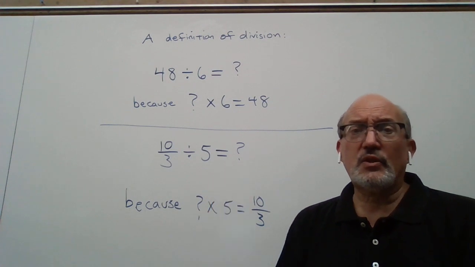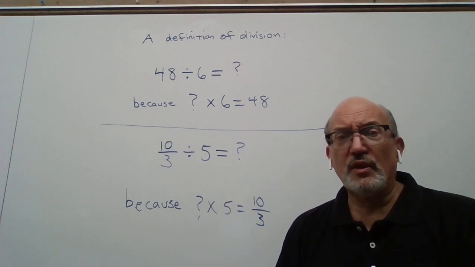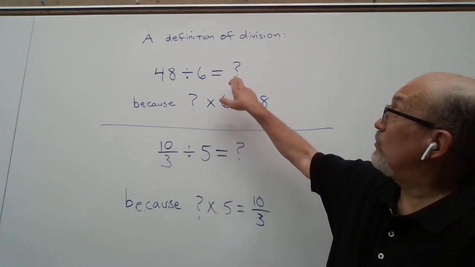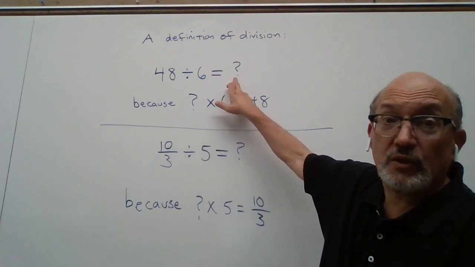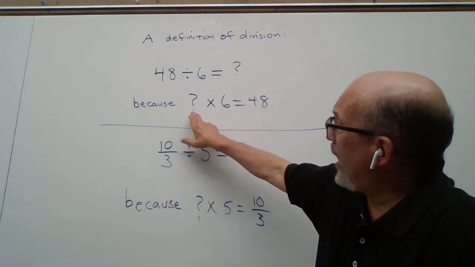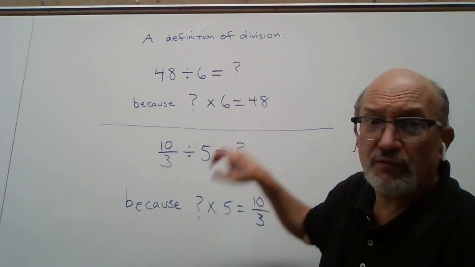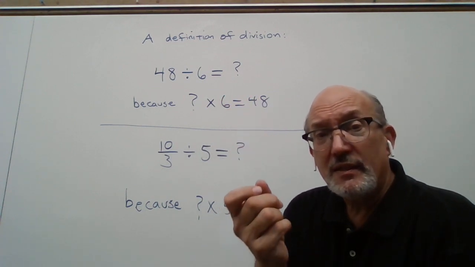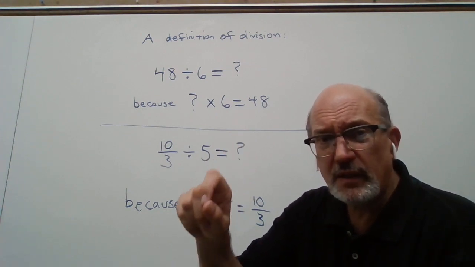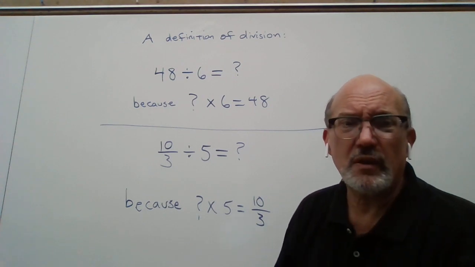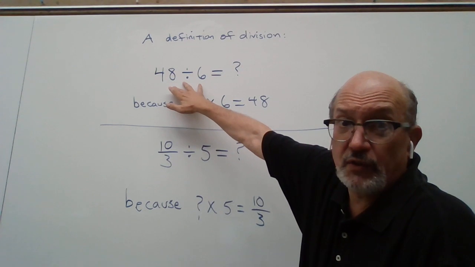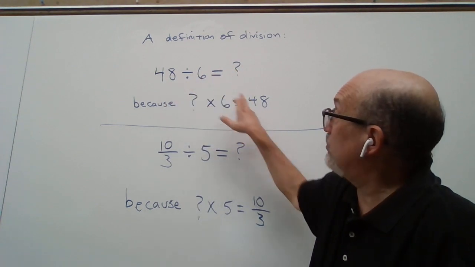But let's go back to something we're all familiar with. 48 divided by 6. Now, I wrote a question mark here. We all know what that question mark is. Of course, it's 8. But why is it 8? Because that's the number you multiply 6 by to get 48. This definition of division is that every division is a question about multiplication. This quotient, it's called the quotient of 48 and 6, is the number you multiply 6 by to get 48.